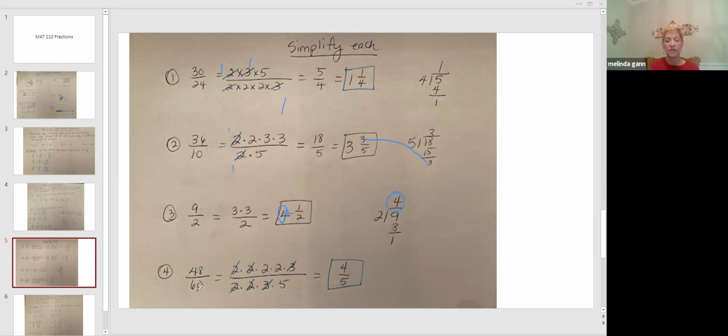What about 48 over 60? Well, if you do a factor tree for 48, you should get that. If you do a factor tree for 60, you should get that. So freeze it and try that.